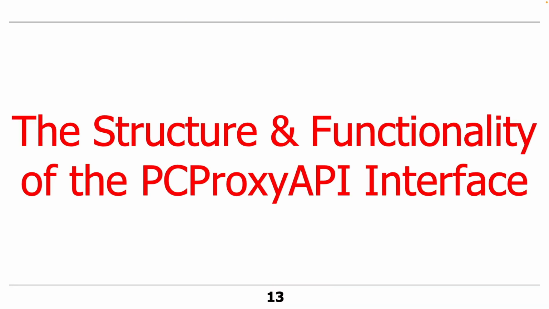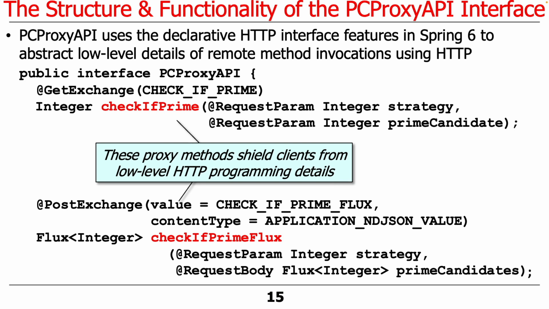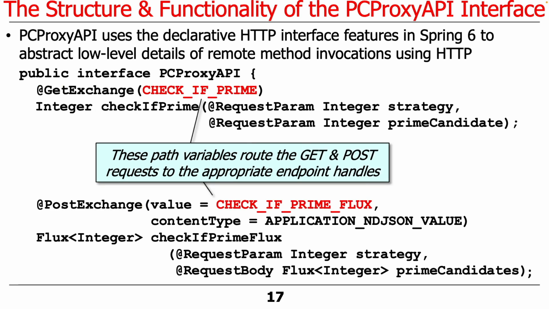So let's talk about the PC Proxy API stuff, because that's also important to understand. And the nice thing about this is this is all generated for us automatically. So you can see we have two proxy methods. These are the ones that we're calling from the client code, shielding all the details of having to do remote method invocation using good old HTTP. This is a little different. I think we talked about this before. Unlike the controller side, where you have a get mapping and a post mapping, here we have a get exchange and a post exchange. Don't forget that, because you'll get weird error messages otherwise. And these are, of course, the ways we route to the endpoint handlers in the controller.